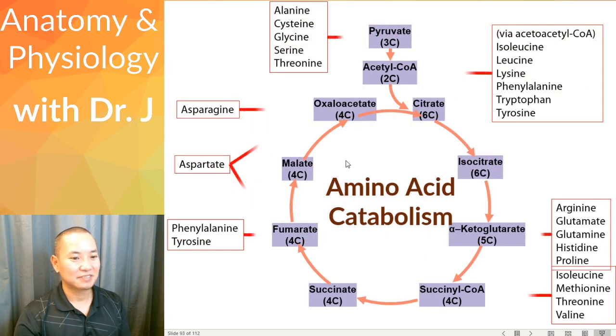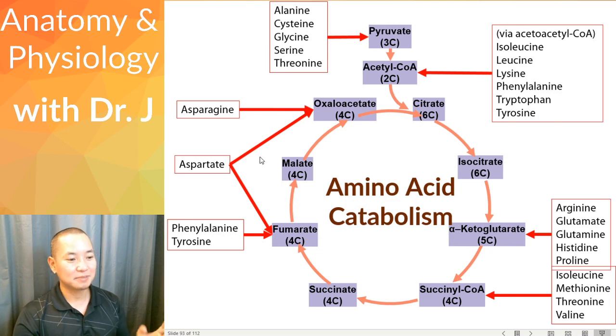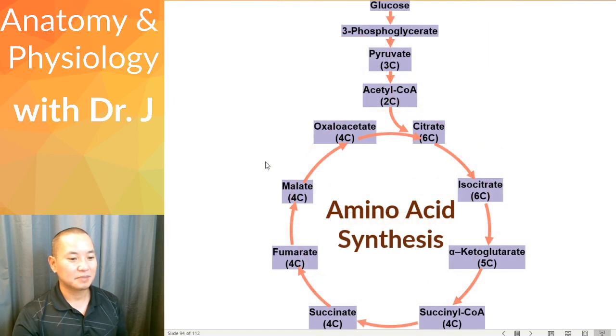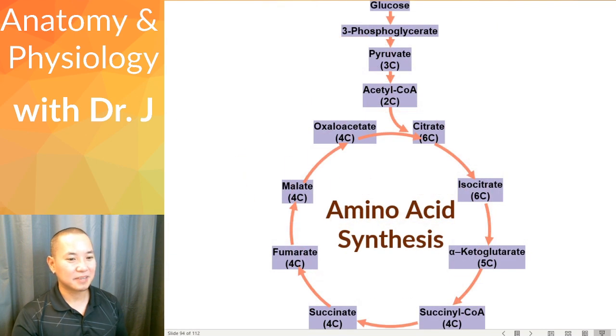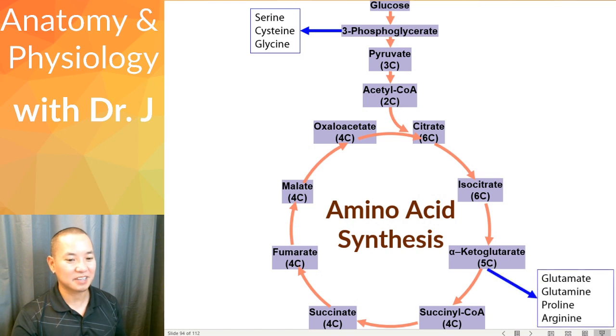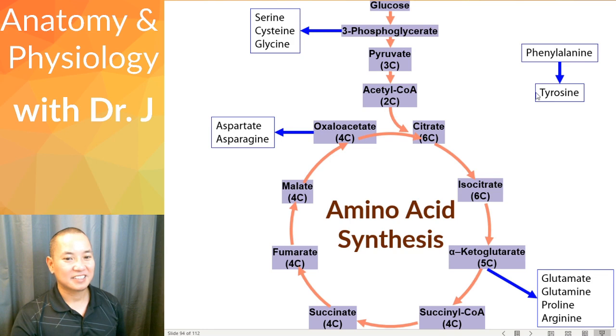Now, remember from the previous slide, all 20 amino acids can enter various parts of the citric acid cycle. But for amino acid synthesis, we see that all 20 can go in, but can we get them out? Yes, we can get some amino acids out. So we have amino acids coming out of the citric acid cycle, and phenylalanine and tyrosine, which does not involve the citric acid cycle, but this list, that's it.